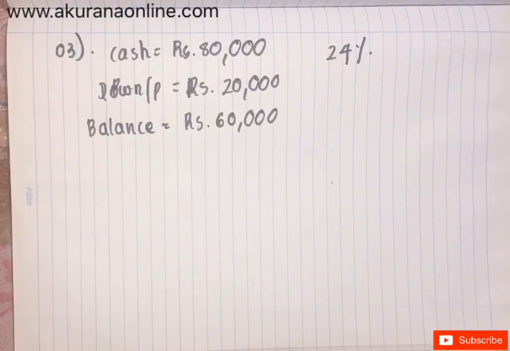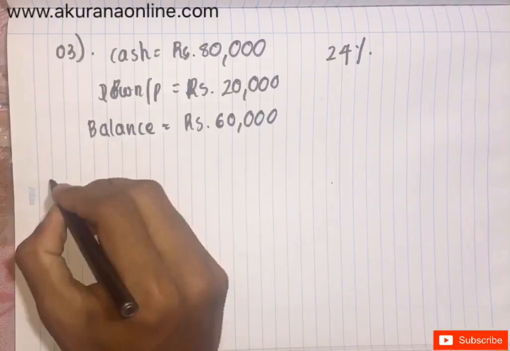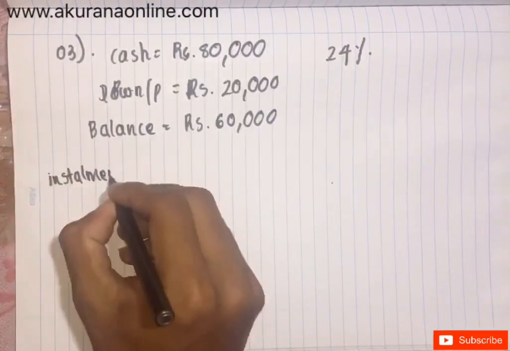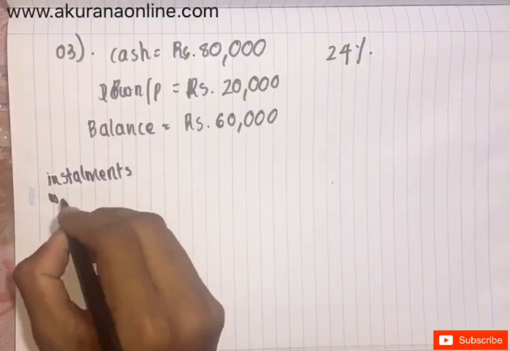Now you have to calculate the value of a monthly installment. That means per month how much should you pay with the interest. How do you calculate? For these types of questions where the interest is calculated on the reducing balance, there is an order. Since you know the balance to be paid, let us first find the installments without the interest.